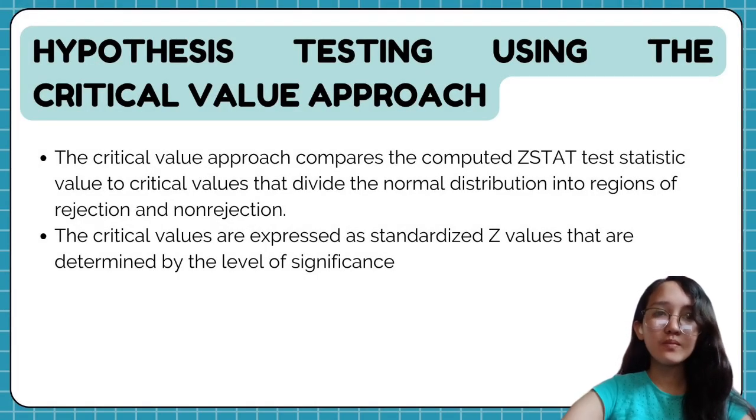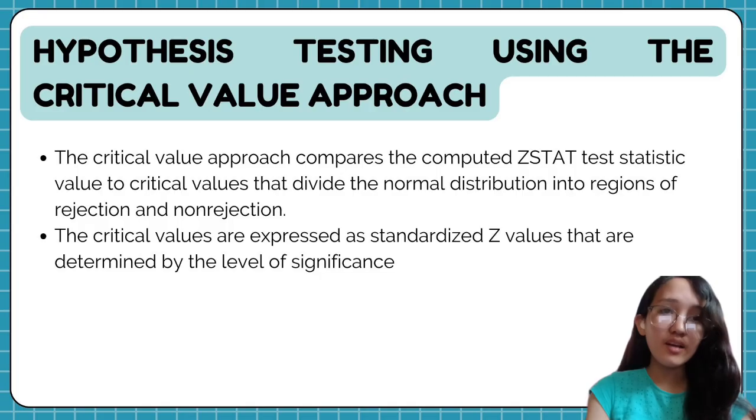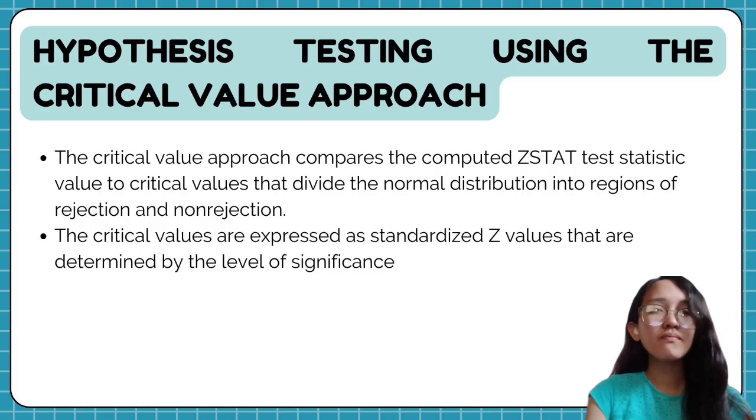Next is hypothesis testing using the critical value approach. The critical value approach is a method in hypothesis testing where we compare the test statistic, like the z-stat, to a critical value to decide whether to reject the null hypothesis. The test statistic is the value you calculate from your sample data. It shows how far your sample result is from what the null hypothesis claims, measured in terms of standard deviations, or z-score.